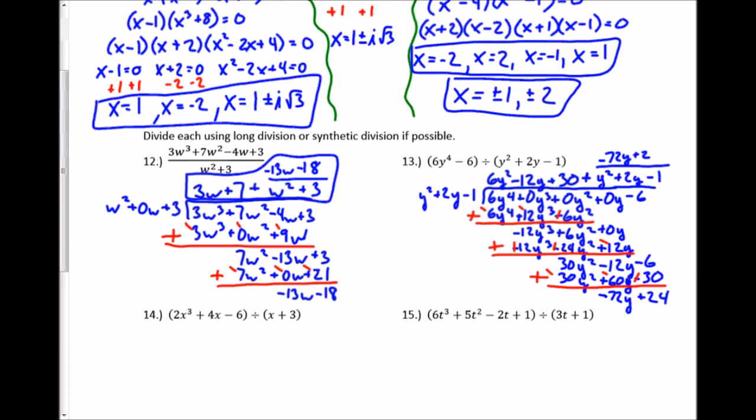So again, these problems are not super difficult, but there are a lot of tedious little things that we have to be aware of, and a lot of places to make sign errors, so just be very, very careful.